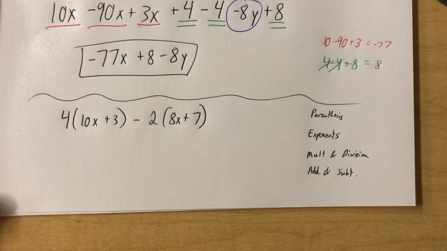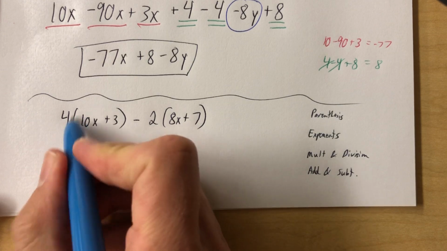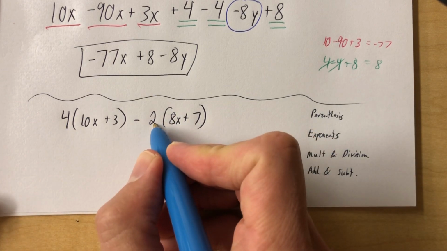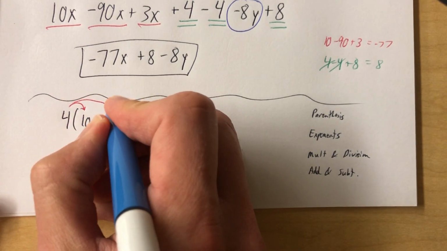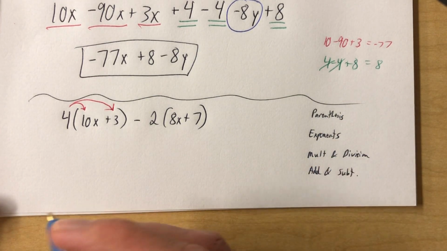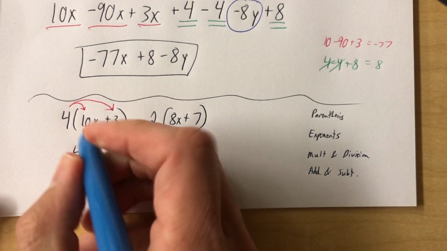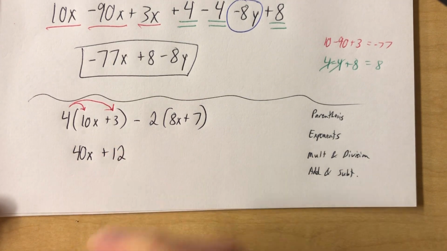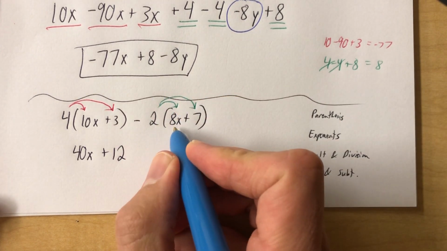So let's do it. When I see a 4 crammed next to parentheses, or I see in this case a negative 2 crammed next to parentheses, it means to multiply. So I'm going to multiply first. Again, that never happened before. But I do need to multiply. So we'll do 4 times 10x, that's 40x. We'll do 4 times 3, that's 12. All right, fantastic. Well, that took care of the first set of parentheses, and now we'll do these. And so I'm going to do 2 times 8x and 2 times 7.